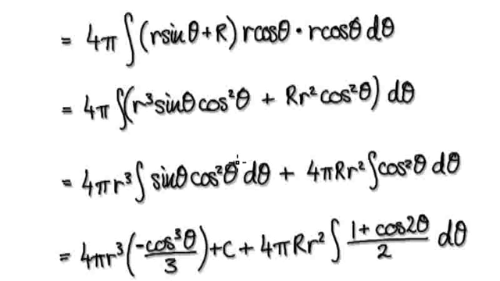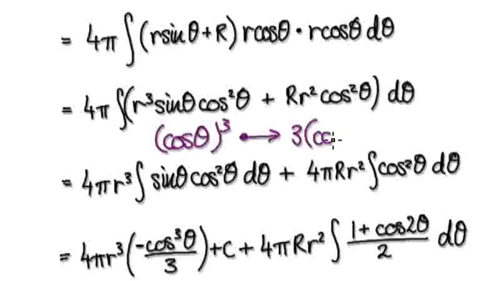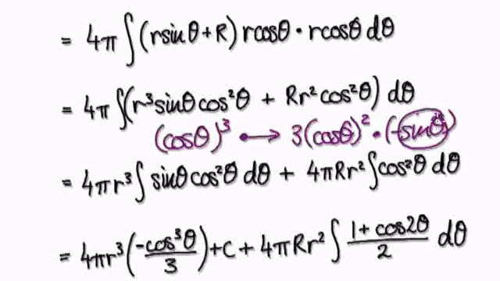Let me give you an example here. This is in fact a derivative of this. Start out with your initial guess, cos theta to the power of 3. If you differentiate this, it will give you 3 cos theta squared, times the derivative of cos theta, which is minus sine theta. This sine theta is this sine theta here.